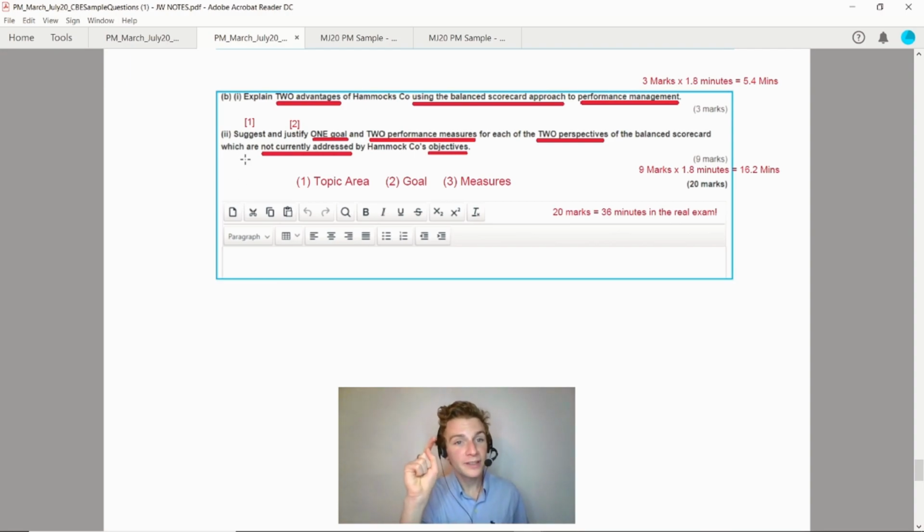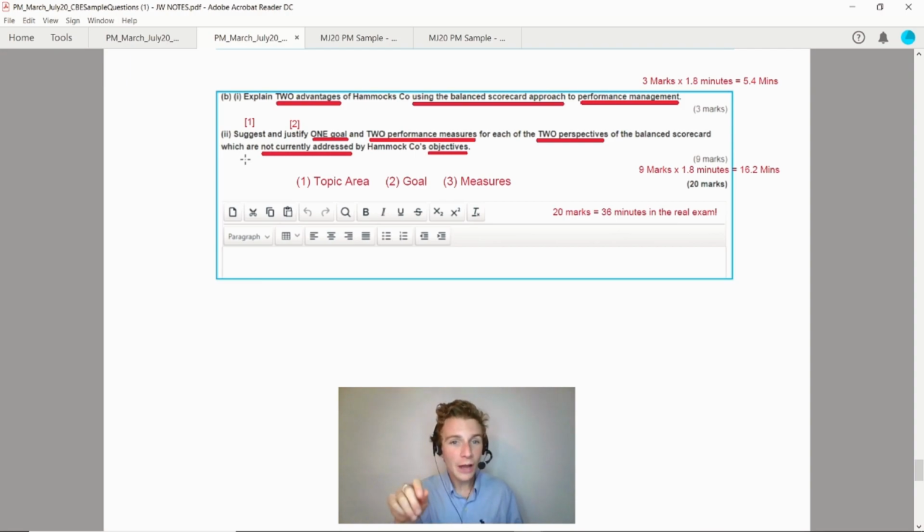Notice as well how I've put a sort of 1 and 2 on the top of it. Really good exam techniques that you pick up on all of the requirement. So we've actually got to suggest, first key element, and then secondly, justify, okay? 1 goal and 2 performance measures for each of the 2 perspectives of the balanced scorecard which are not currently addressed. So if you actually refer to something that is currently addressed, well, nil point, no marks in terms of it. It's got to be not currently addressed by Hammett Co's objectives as well.